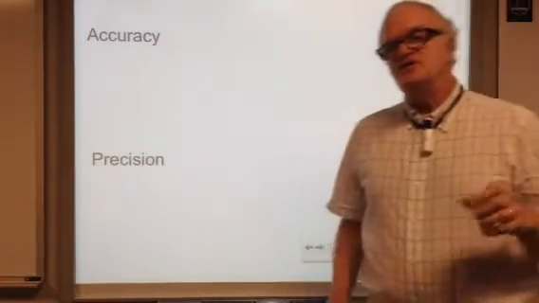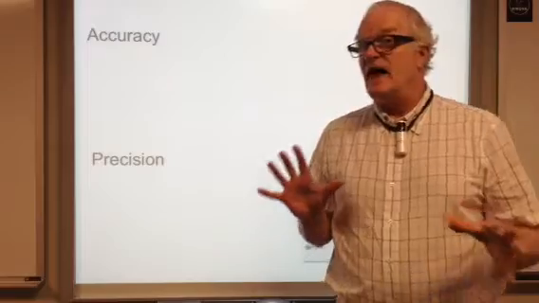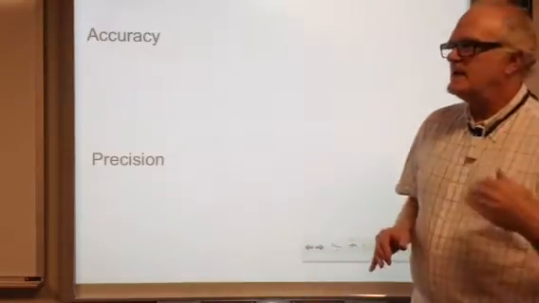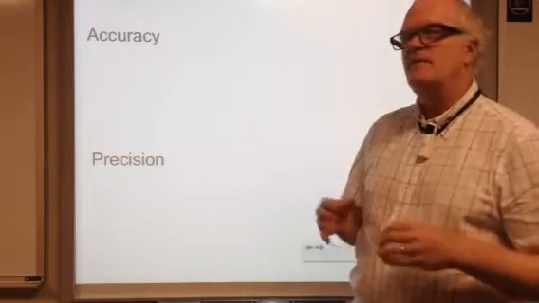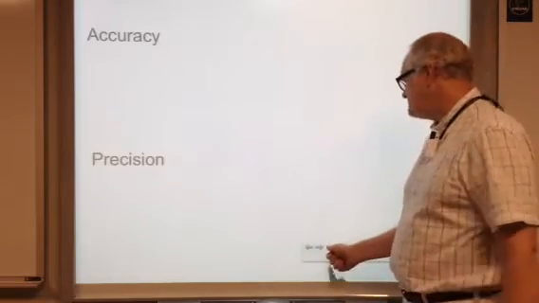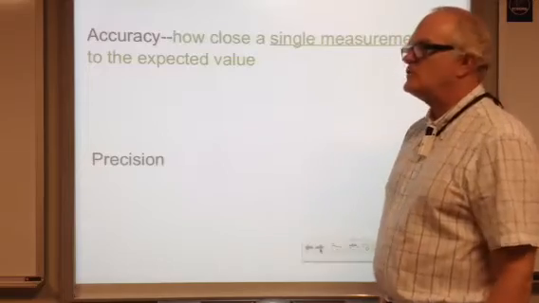So accuracy and precision are words that in our everyday lives we might use interchangeably, but in science class, for the purposes of describing measurements, they have different definitions. So let's talk about accuracy first.